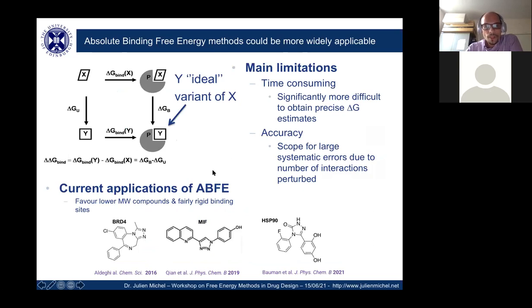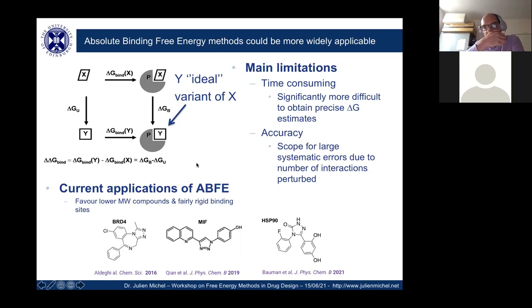So, of course, many of you know that there is an alternative that could in principle tackle this use case, and that's to use absolute binding free energy methods. Essentially what we do here, if you're not too familiar with the detail, is we still use the concept of a thermodynamic cycle, where we've got a molecule X of interest, but then instead of changing it into another real Y molecule, we make Y an ideal or non-interacting variant of X.